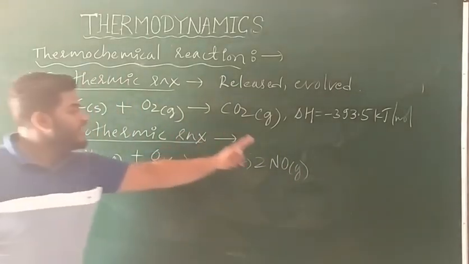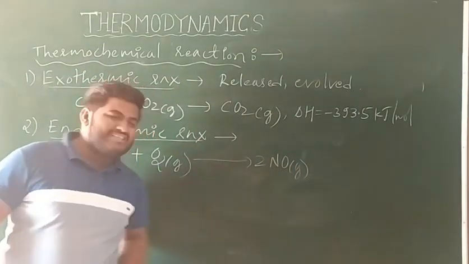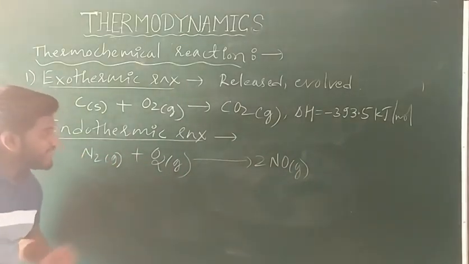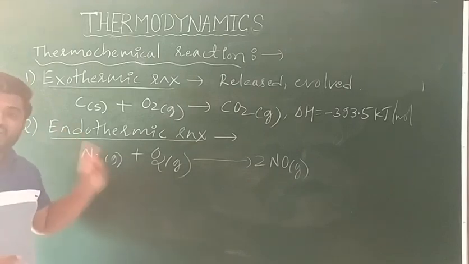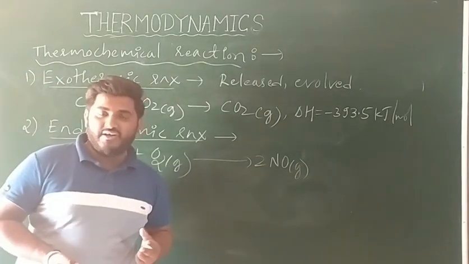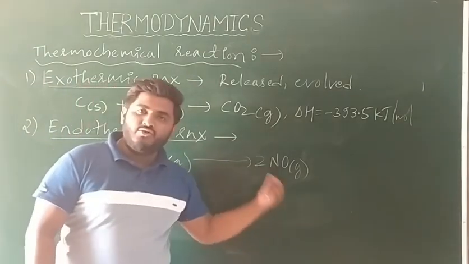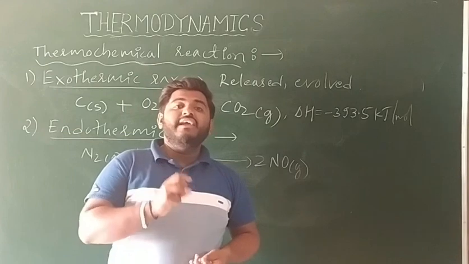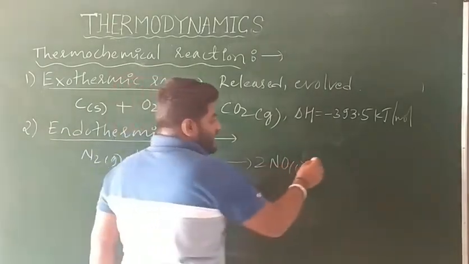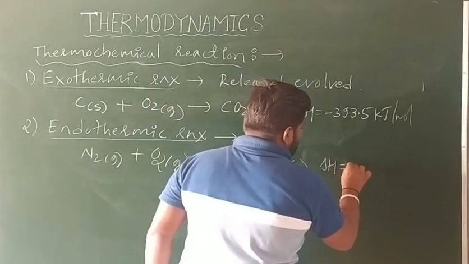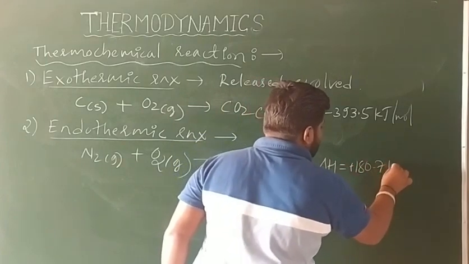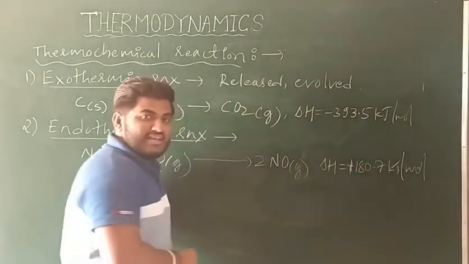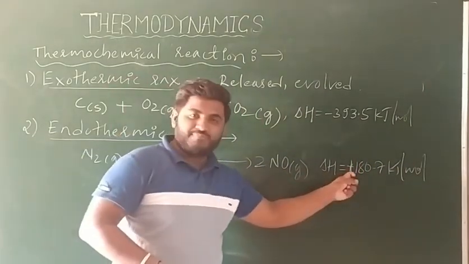To form 2 molecules of nitrogen monoxide gas, we have to supply 1 mole of N2 and 1 mole of O2, as well as some energy. That energy must be supplied, otherwise this reaction cannot happen, because for this reaction to proceed it requires some initial energy. Heat is absorbed by the system, and the heat absorbed in this case is plus 180.7 kilojoule per mole.